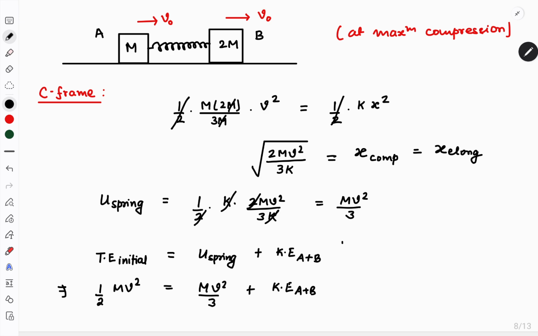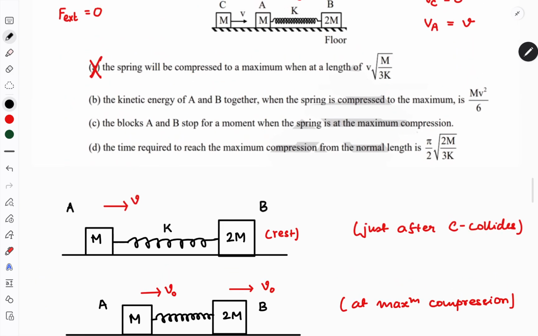plus B system. Hence over here we can say that kinetic energy of the A plus B system is half mv square minus mv square by 3, and over here we obtain 1 by 6 times mv square. So if we look at the option which is given to us, it is matching with what we have calculated, so the second option is absolutely correct.